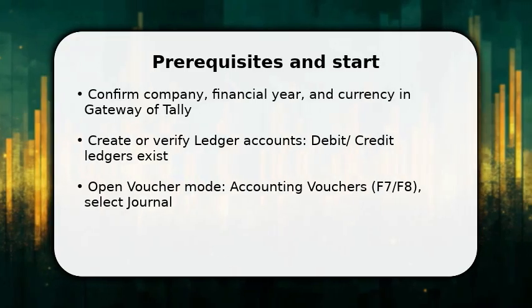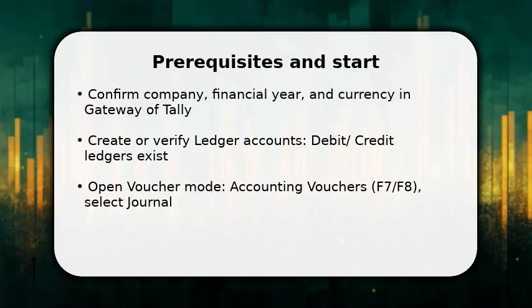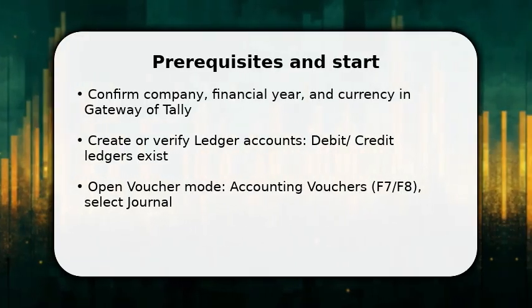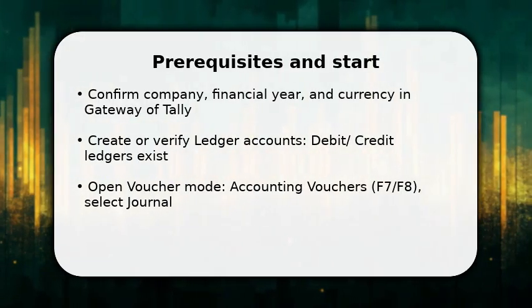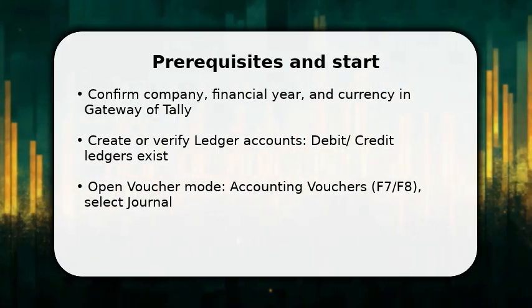Enjoy the video. You already set company and year. Now act. Open Gateway of Tally, press Vouchers, then choose Journal. Make sure the ledgers you need are created: party, expense, bank, or suspense. If a ledger is missing, press Alt+C to create it inline.